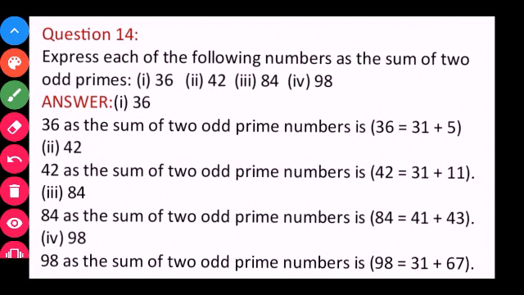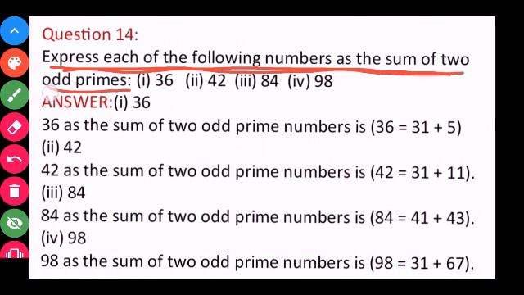Question number 14. Express each of the following numbers as the sum of 2 odd primes. Okay, so first is 36. It is given, express the following number as the sum of two odd primes. That means we have to express 36 in the form of a sum of two odd primes.